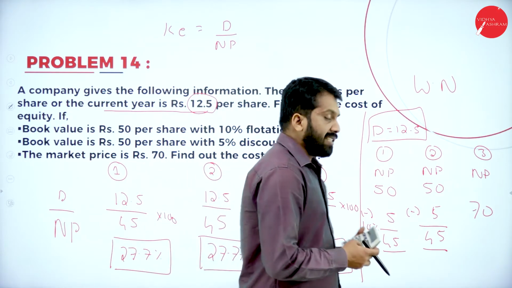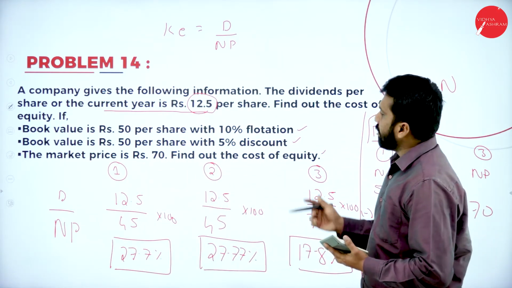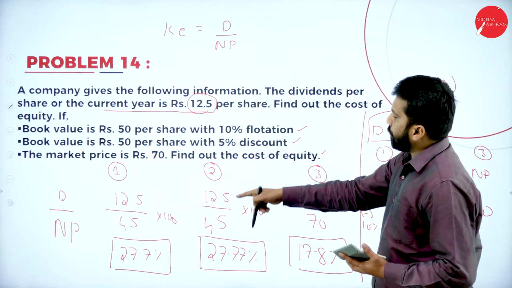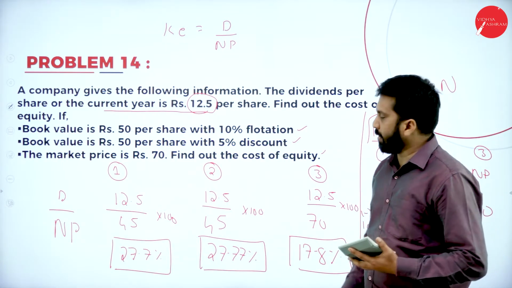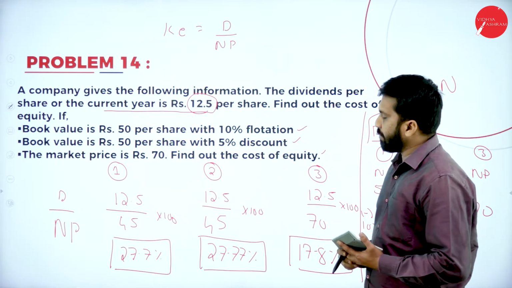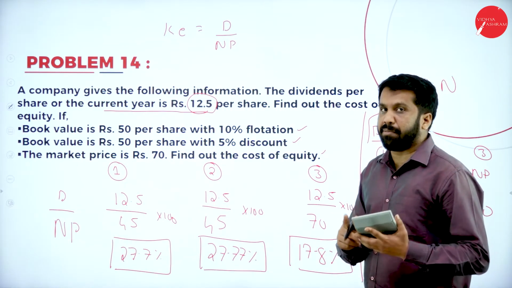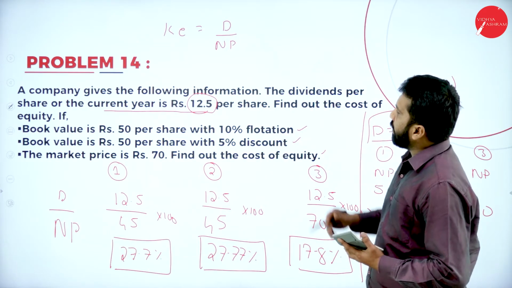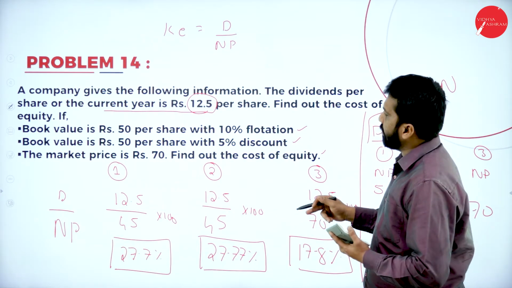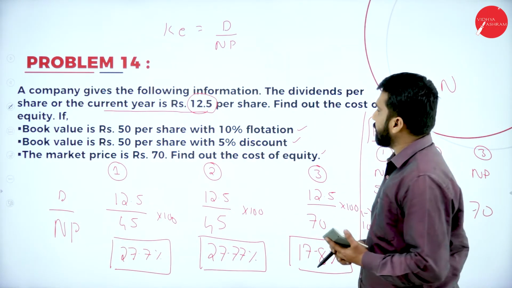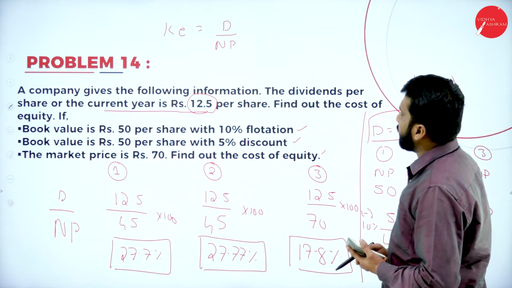Hope you understood. These are your calculation. So, as per first one, 27.7%. As per second one, 27.77. As per third one, 17.8. Remember, your dividend will not change for all 3 years. Dividend will remain as it is. Now, we have done small mistake in this.